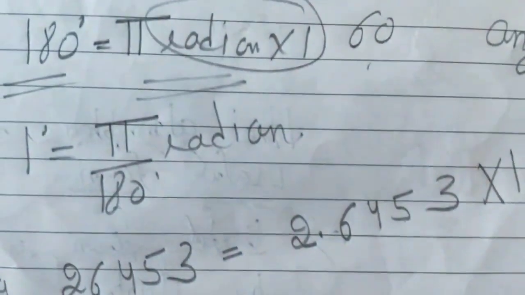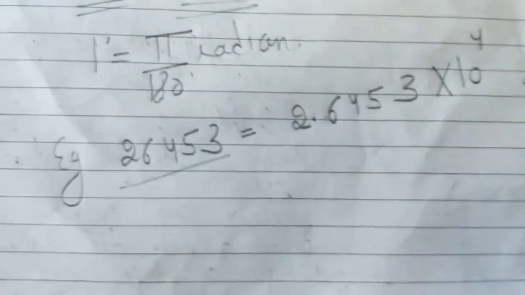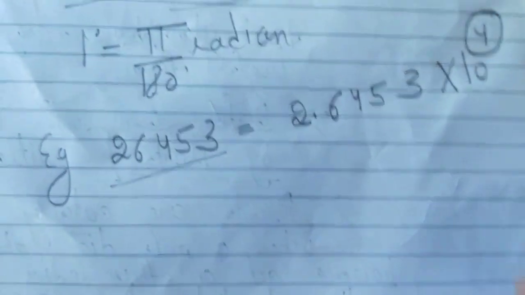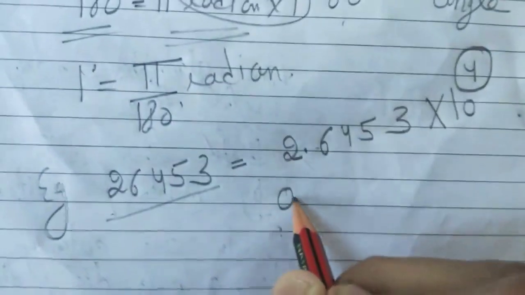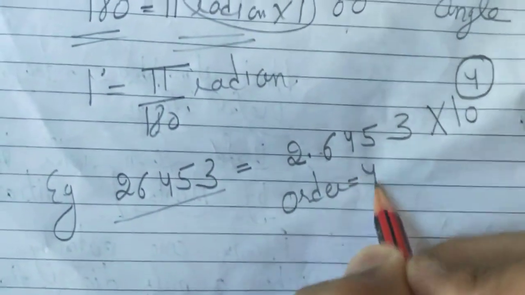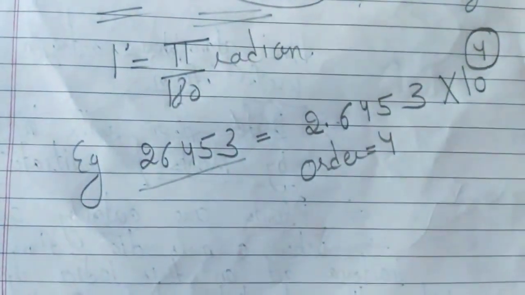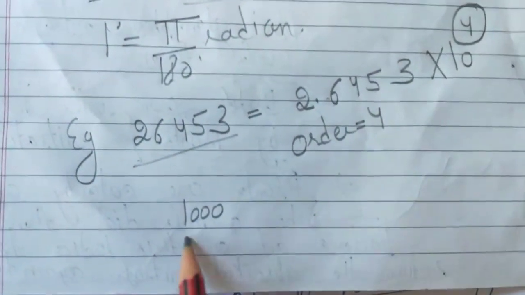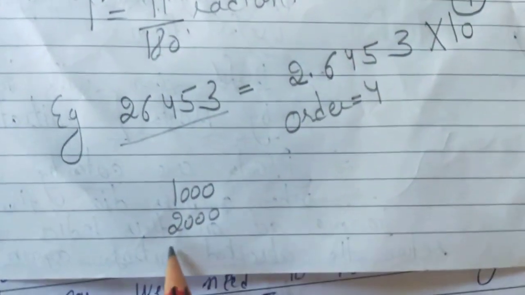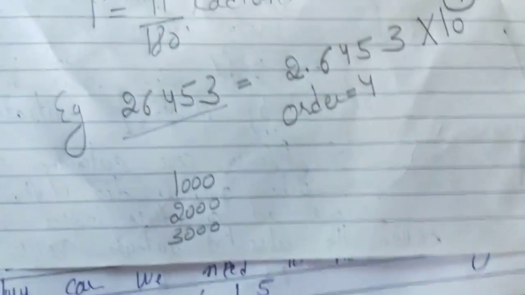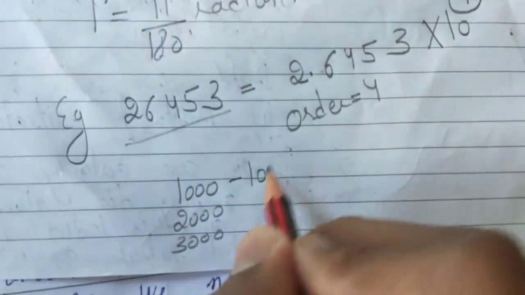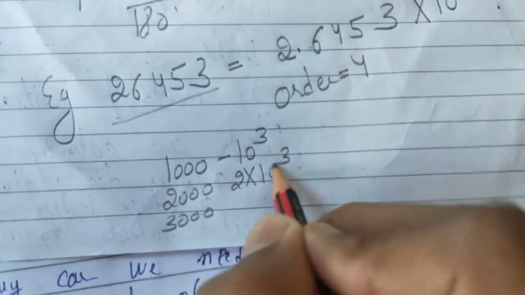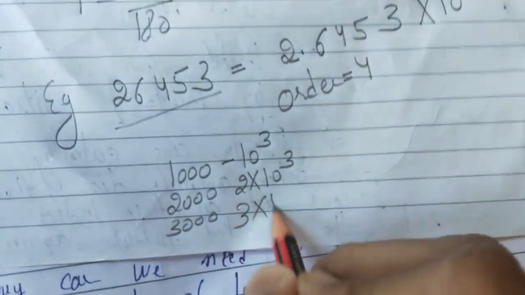So this is a very large number, and we represent this largeness in a small number, like this is of the order 4. We say this number has order 4. How are we saying this? Suppose I have 1000 rupees, or 2000 rupees, or 3000 rupees in my pocket. 1000 means 10 to the power 3. 2000 means 2 into 10 to the power 3. 3000 is 3 into 10 to the power 3.